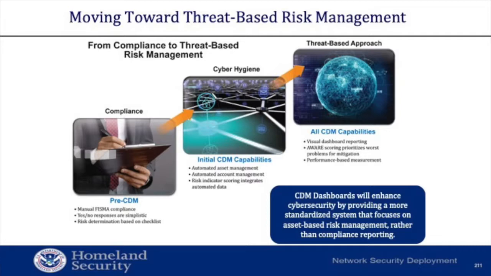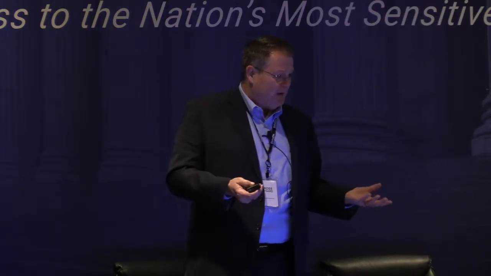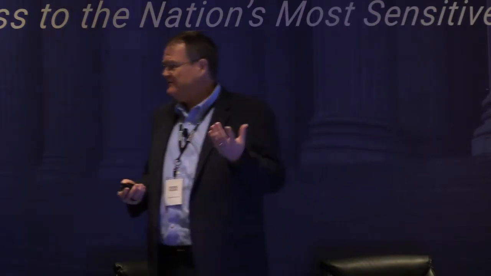But that's not the end game. We need to move to a threat-based risk management approach. And that will require changes to the dashboard and how we report information, changes to the scoring priorities. So we have risk scoring, and we may want to change the way things are weighted in that score based upon the environment that we're operating in, the risk environment. And then we want to be more performance-based in our ability to manage risk, and help agencies manage risk.